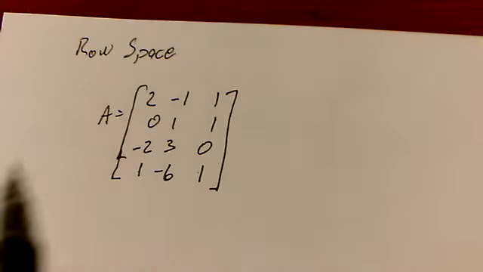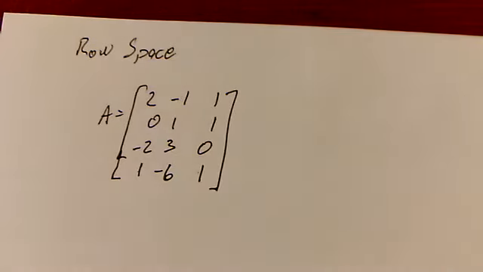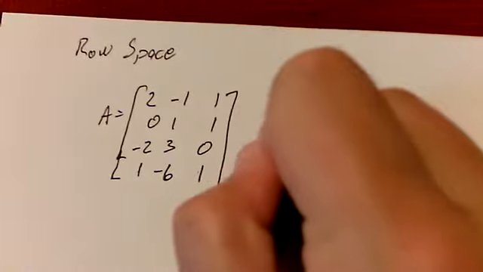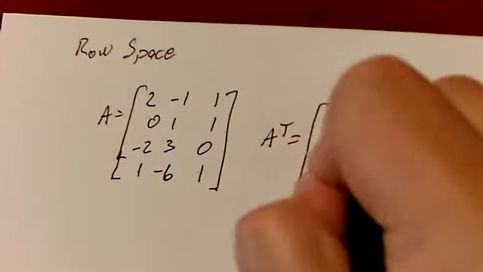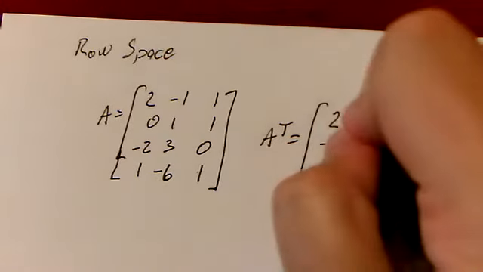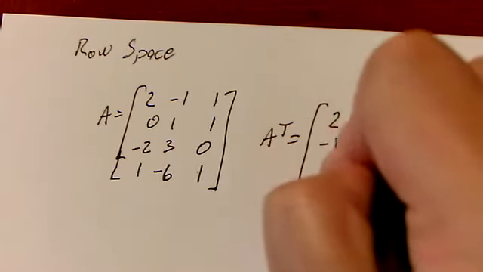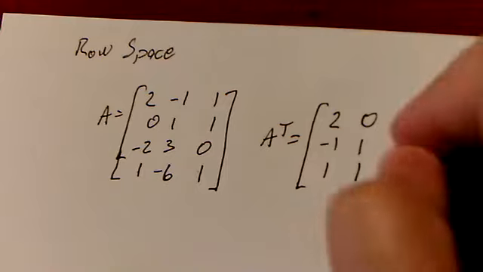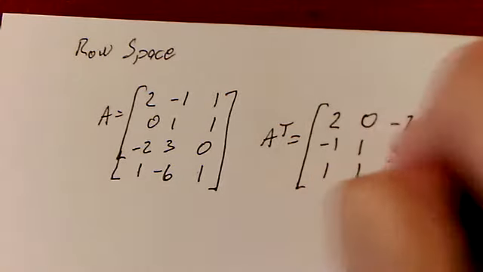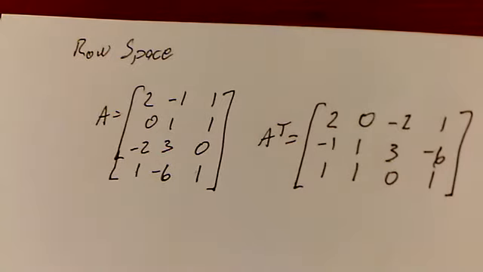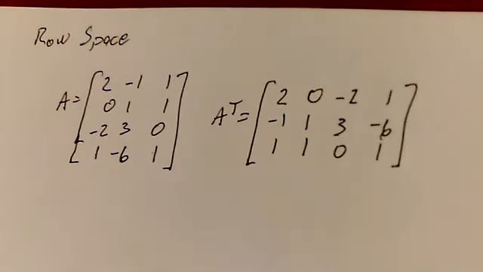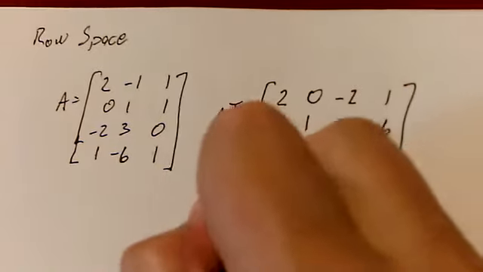If I'm looking for a basis for that row space, the easiest thing to do is to take the transpose, because that will make my rows into my columns. So I've got 2, -1, 1 going down. My second row is now my second column, 0, 1, 1. The third row is now the third column, and the fourth row is now the fourth column. So I just flipped it to A transpose, and then row reduce this.